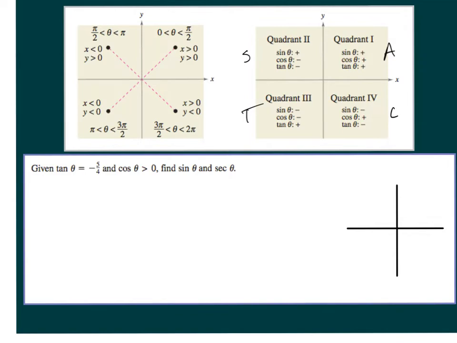The little acronym that some math teachers use is they say, all students take calculus. However, I know that not to be true. All right, only about 10% of students take calculus. So I don't like to use the acronym.